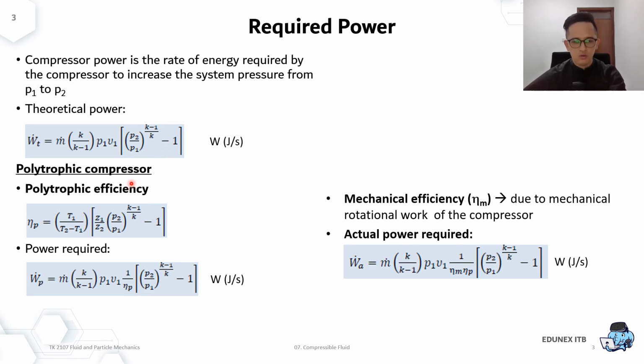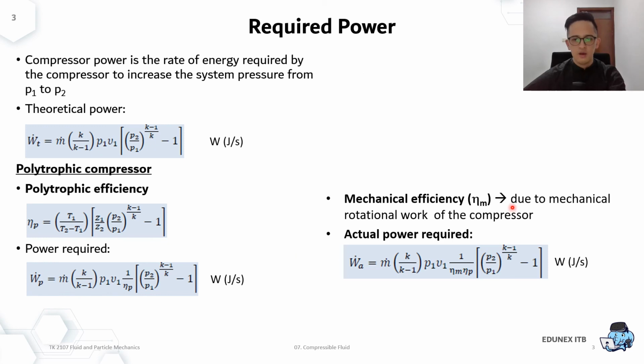When we want to calculate the actual power, we have to take into account the efficiency, and then we can have the polytropic efficiency. For example, that's the efficiency. In that case, for the power required, you just have to divide the ideal or reversible power by the efficiency. Now you can gather the actual power required by that compressor in watt or joule per second, because you already multiplied by the mass rate.